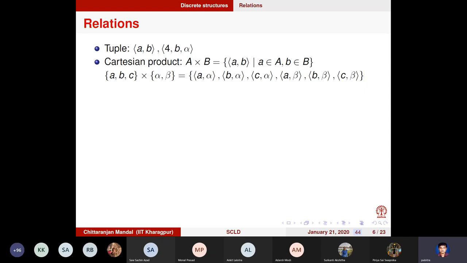So here are some examples. A, B, C is one set A; alpha, beta is another set B. You include in the Cartesian product all possible ordered pairs comprising elements of A and elements of B.